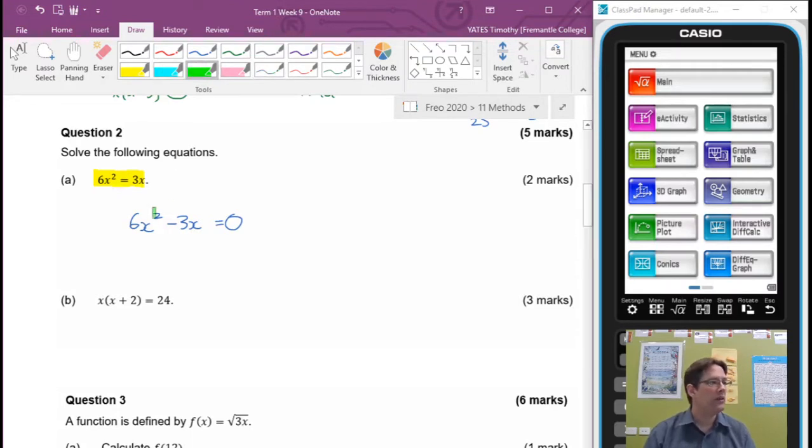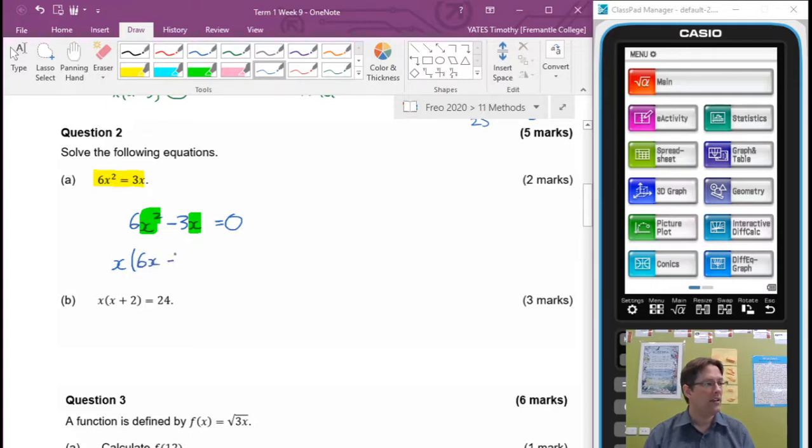Now in this case, this is a really easy situation that I've mentioned before. This one is where we don't have a constant term, and that means that x is our common term. So I can take that out. And in fact, it looks like we can take out a 3 as well, but we don't really need to. Let's imagine we didn't spot that we could take out the 3 as well.